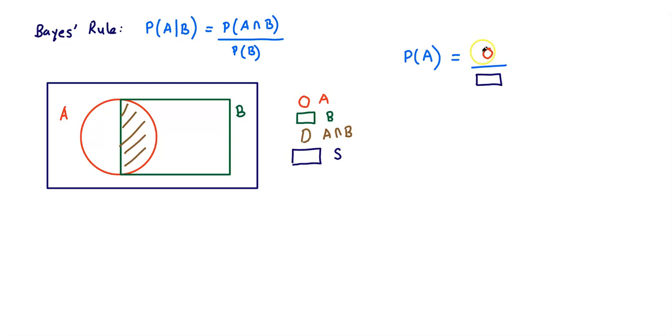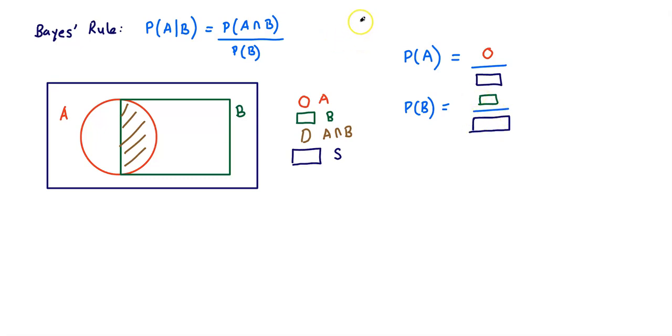So that is probably not very new to most of you. I'm sure most of you had this idea, definitely. And similarly, the probability of event B, let me write this first, is the area of rectangle B divided by the area of the sample space.